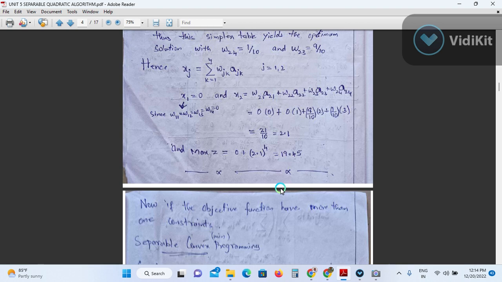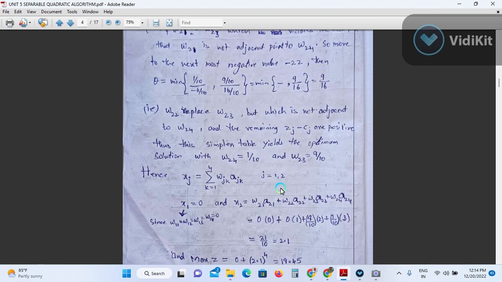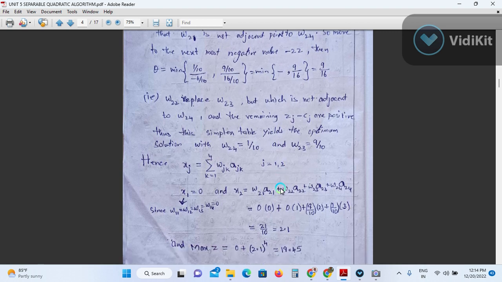Again, similarly, based on this concept, next we move to separable convex programming. So we will see it in the next lecture. I hope you understood the problem on the separable programming algorithm, based on the approximation concepts, right? In the next class we will discuss the same thing, separable approximation in terms of convex, right?